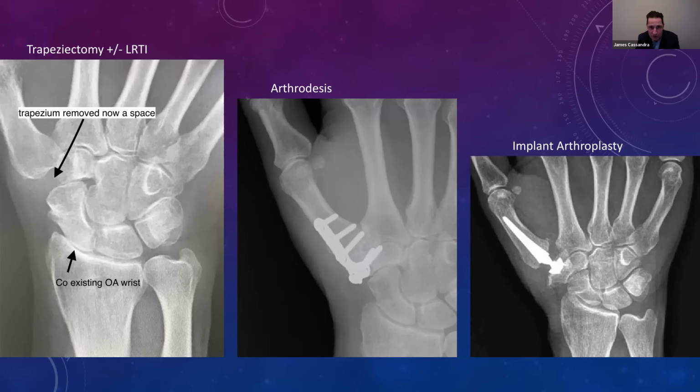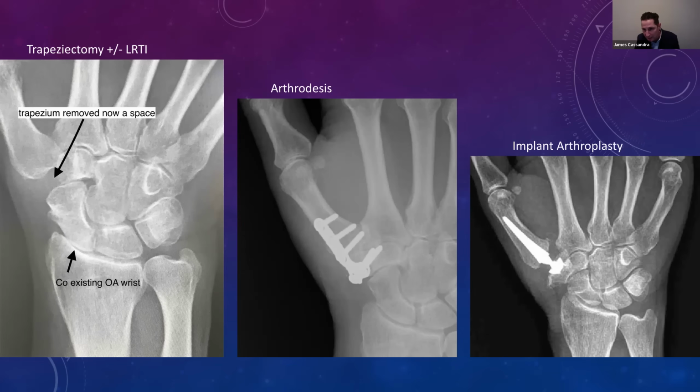I always say fusion for a younger patient who's more of a laborer and needs more heavy duty work on the hand, and they have to have that hand to lift, push, and pull, and they have years of doing it. I think the fusion gives them much more durability and pain relief.